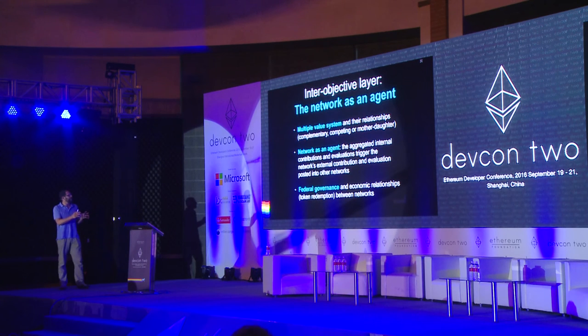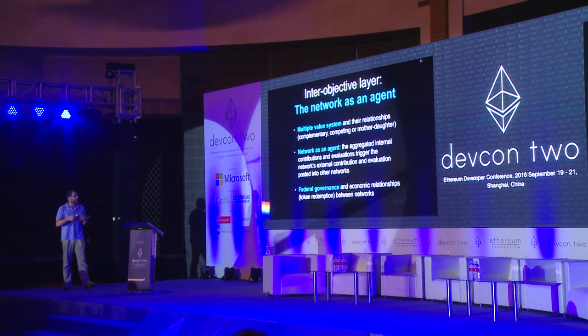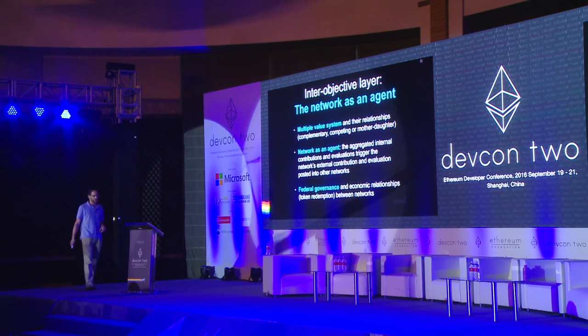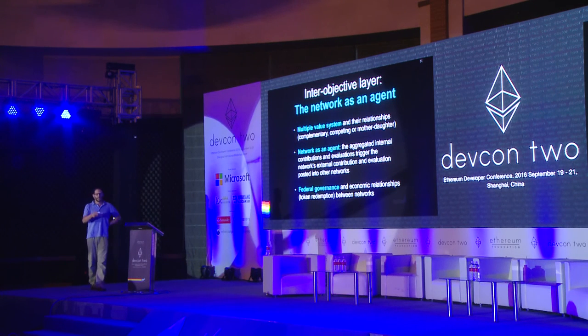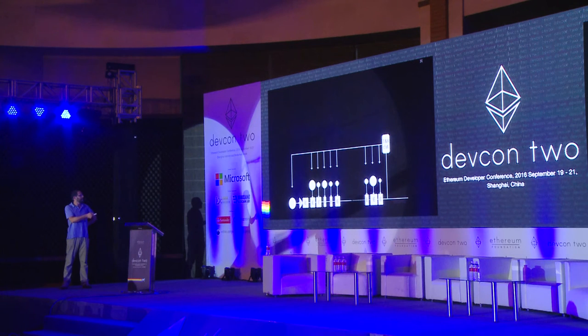And then much of that protocol is about defining the network as an agent in other networks, which means how to take the aggregation of internal contribution within the networks and trigger the external contribution evaluation of the network in other networks. So that's that part of the protocol. And the outcome is a federal governance structure, as well as economic relationship between networks in terms of token redemption.